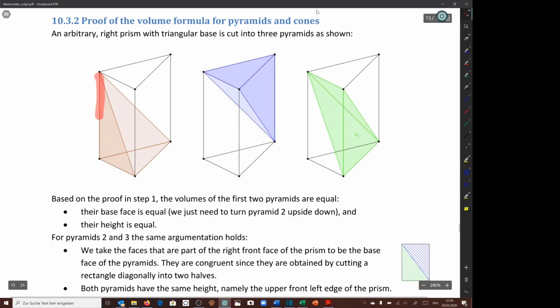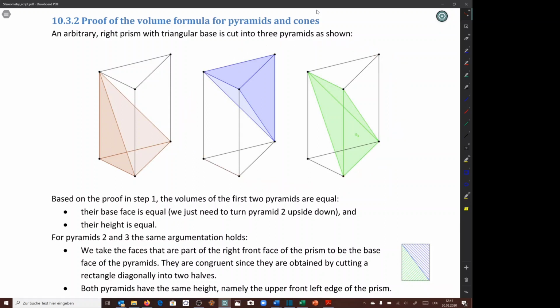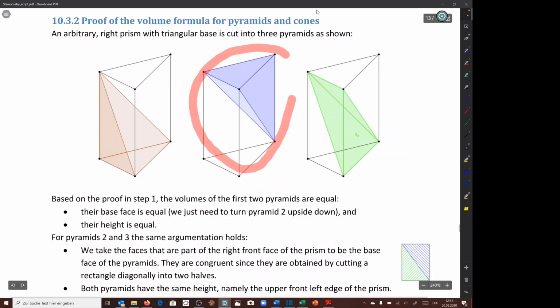Well, now comparing, we see they have both the same height, and the base face here and this base face are the same since they are the base and the top face of the prism. So the two pyramids have the same base face and the same height, so due to Cavalieri they have the same volume. Now let us show that the second and the third pyramid have the same volume. Now we'll look at this pyramid a little bit differently.